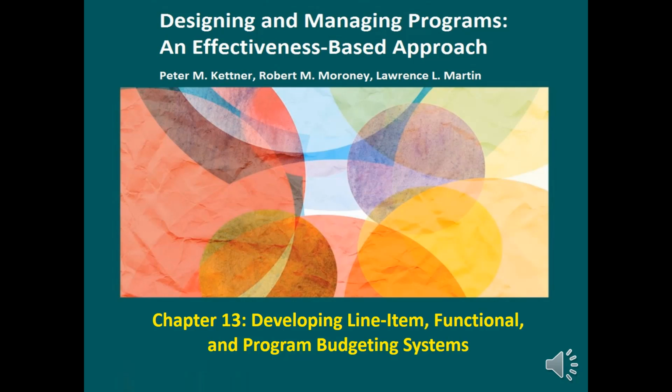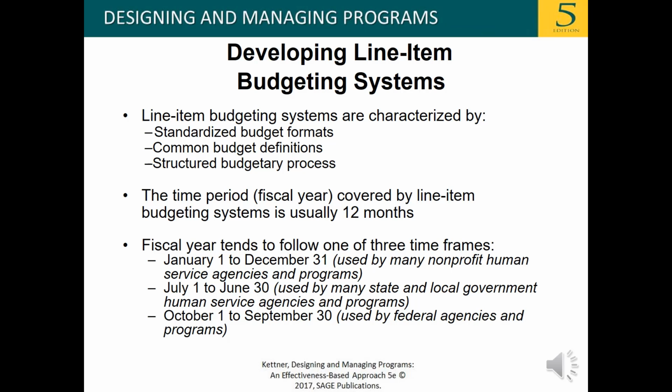The final chapter of our text, Chapter 13, looks at developing line item, functional, and program budgeting systems, and we'll discuss how to create each of these individual types of budgeting systems. Line item budgeting systems are characterized by standardized budget formats, common budget definitions, and a structured budgetary process.